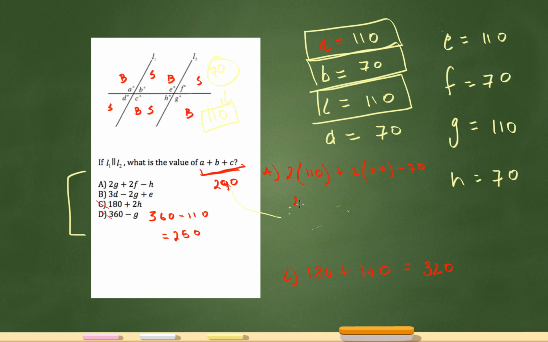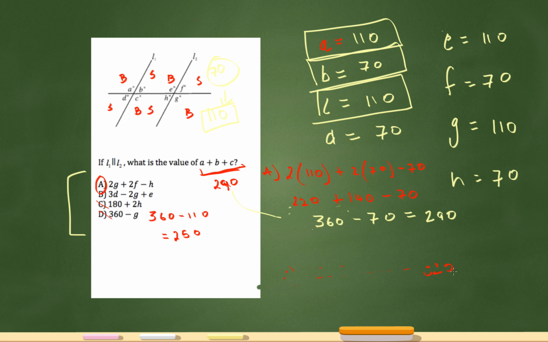2 times 110 is 220 plus 140 minus 70. And here comes my yellow pen again to make it easier. 220 plus 140 is 360. And 360 minus 70 is 290. So A actually works out. A gives me 290. But I'm just going to double check and make sure that B also doesn't give me 290. Because if it does, I have to go back and switch up my numbers.